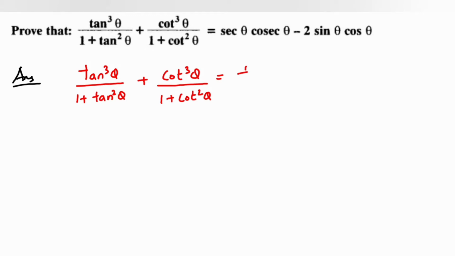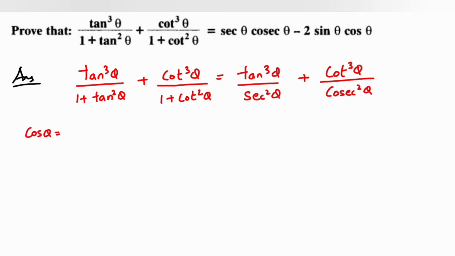So we'll write tan cube theta upon secant square theta, plus cot cube theta upon 1 plus cot square theta, which is cosecant square theta. So we'll write down cosecant square theta. We have directly applied the identity here. Now we know that secant and cos are reciprocals of each other, so cos theta is 1 upon secant theta, and sin theta and cosecant theta are also reciprocals of each other. We'll apply that in the next step.